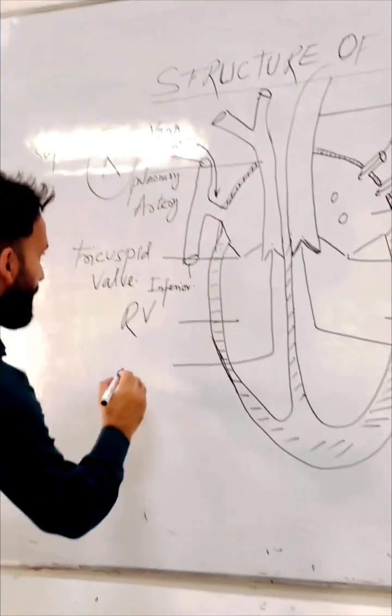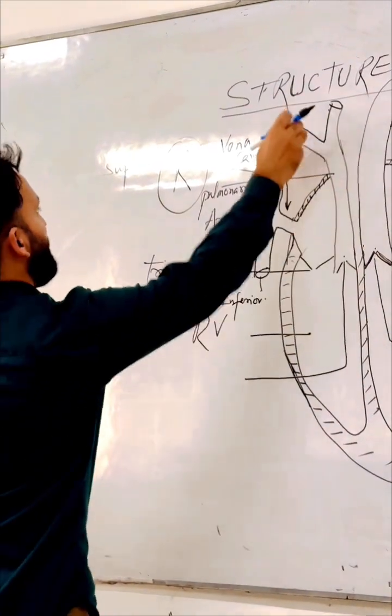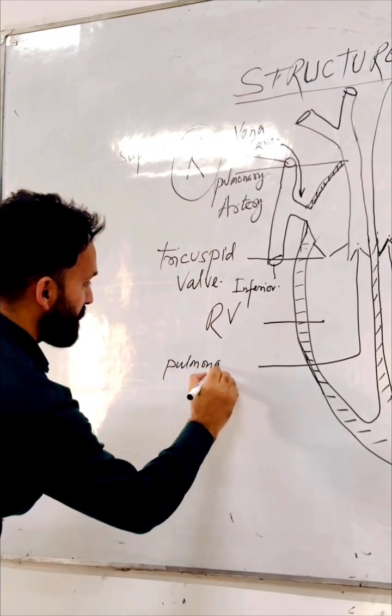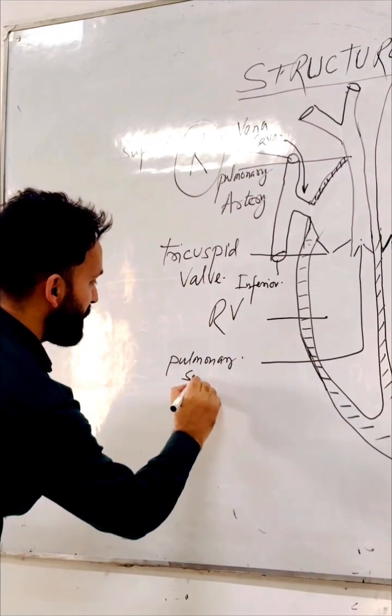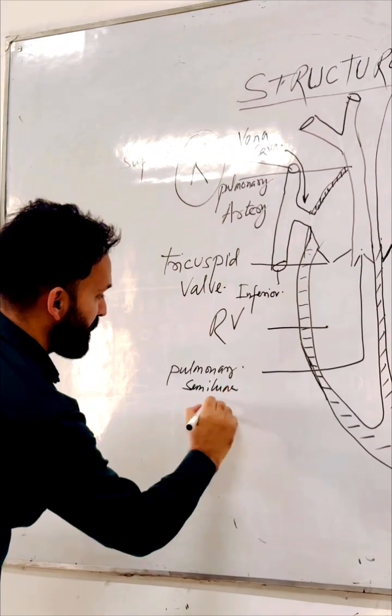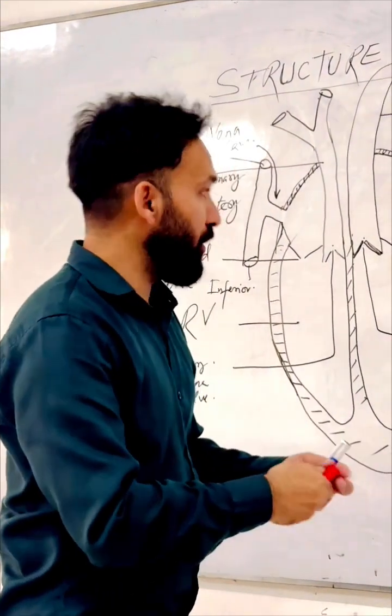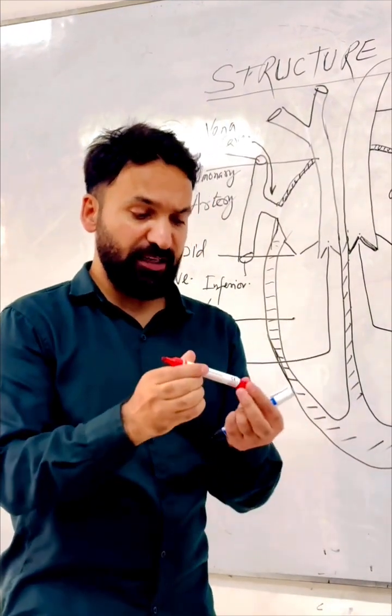Similarly, this is also a semi-lunar valve, but because it's present in the pulmonary artery, we call it the pulmonary semi-lunar valve. Okay, now let's try to study the flow of the blood into the heart, right?